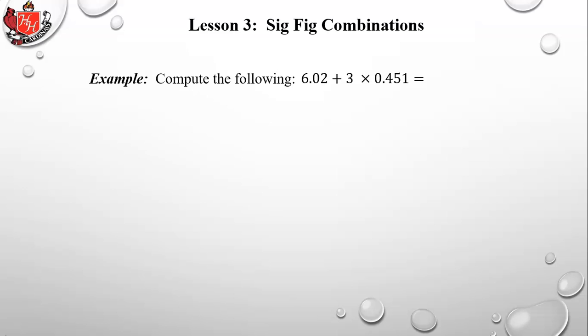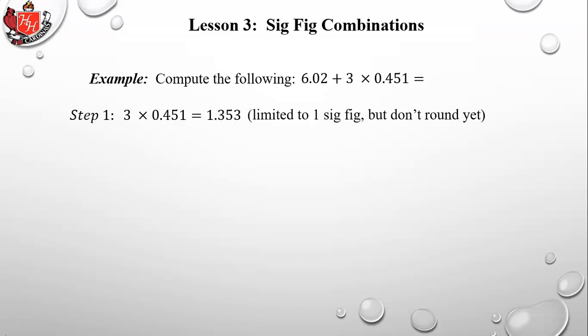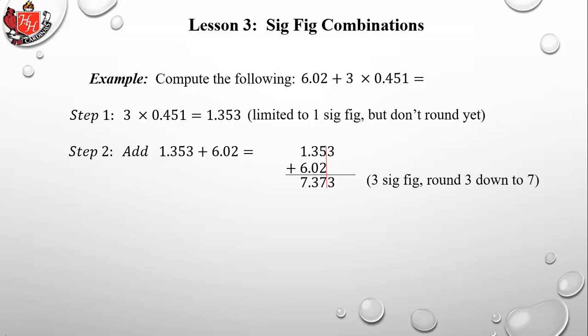Okay, so first PEMDAS says we do 3 times 0.451. You do the multiplication first, and what you get is 1.353. However, you're going to have to limit this to one significant figure because the 3 only has one significant figure. But don't round it yet. Don't cut it off yet. Now you're going to go to step 2, and you're going to add that number, 1.353, to the 6.02. Insert the red line right there. Go ahead and add all the digits.